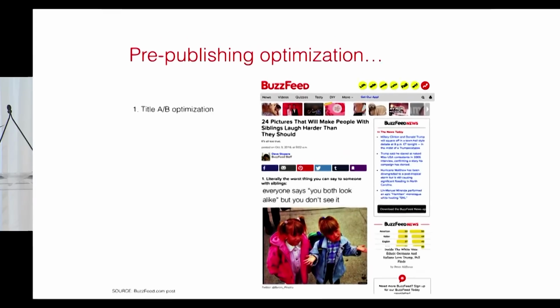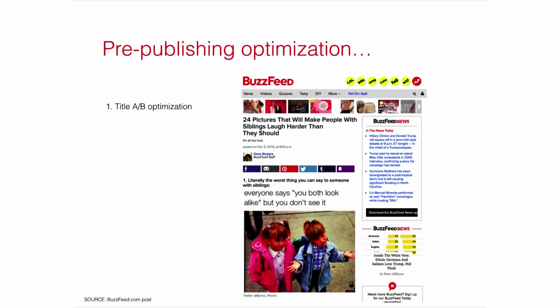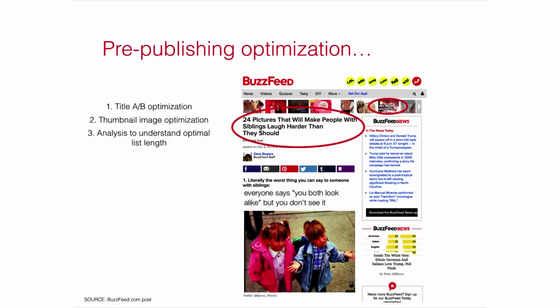The first part, there is an A/B test that runs on the title. An editor will put in multiple titles and an optimizer will run to surface the title that has the best click-through. Similarly, there's thumbnail optimization. We surface the best thumbnail for each post. Again, an editor will pick a couple of different versions of a thumbnail and then we'll surface the one that's working the best.